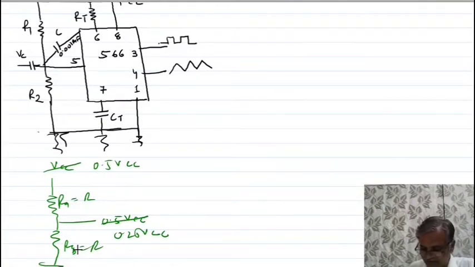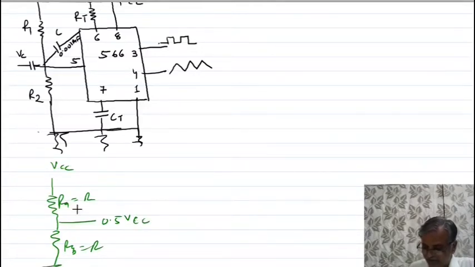I think you understand this. Again I am showing you. Look here. Due to the potential divider network, when VCC comes here, the voltage at this point will be 0.5 VCC. This is given to the non-inverting terminal of the Schmitt trigger. If this is VCC, you will get 0.5 VCC. If this is 0.5 VCC, then this will be 0.25 VCC. I will use this argument to show how you get the waveform. I think you understand this.